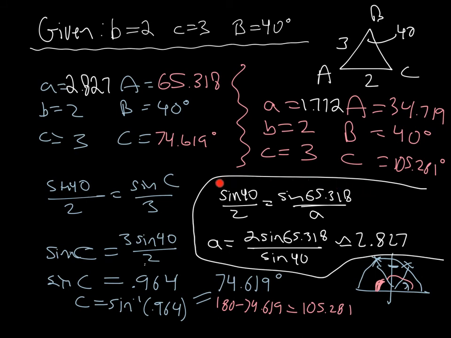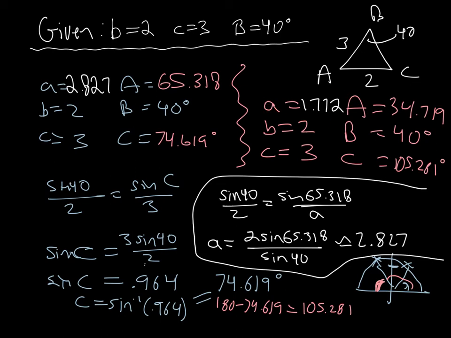Okay, so when you do the math here, I did it for the left side: sine 40 over 2 equals sine 65.318 over A. Cross multiply, divide, and we get about 2.827. So that's my side A in the first triangle. When you repeat that process for the second triangle, you get about 1.772.